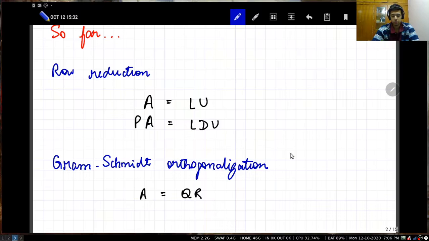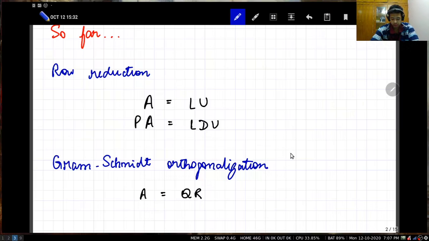And sometimes we may have to do column exchanges. So if P represents the matrix corresponding to column exchanges, then there exists a P such that P times A can be written as L times D times U, where L is a lower triangular matrix, D is a diagonal matrix, and U is an upper triangular matrix, right? And then we looked at orthogonalization. So given a basis which corresponds to the column vectors of a matrix, the matrix A can be written as Q times R, where Q is an orthogonal matrix and R is an upper triangular matrix.